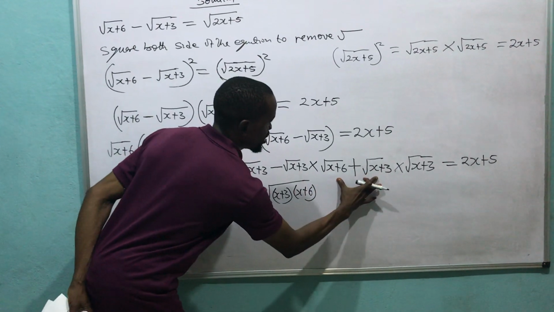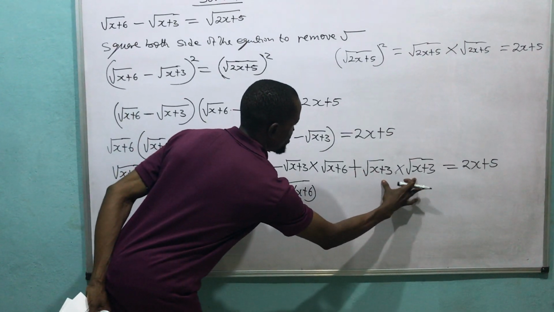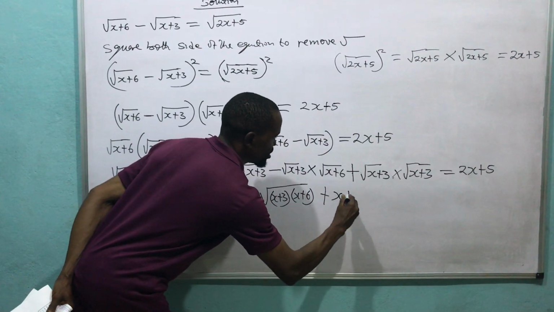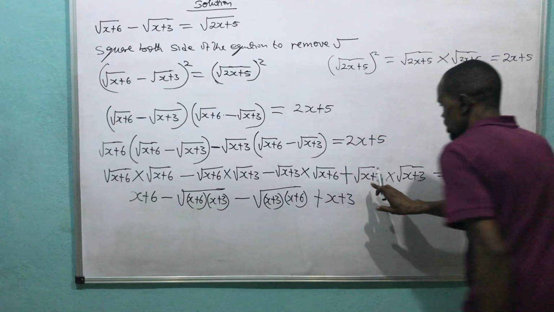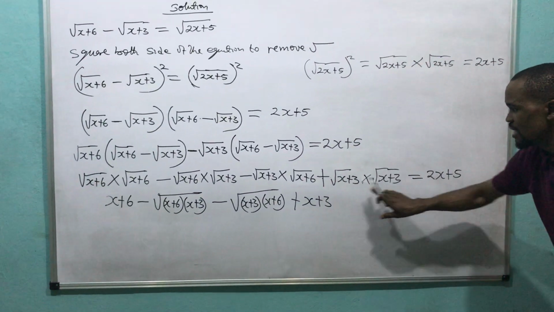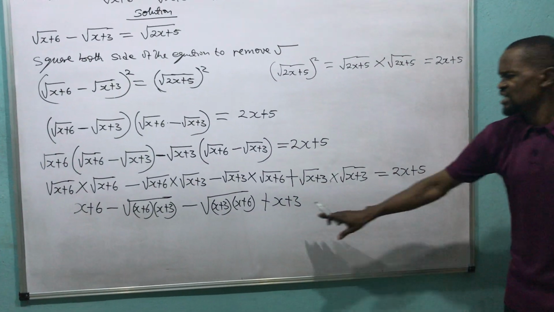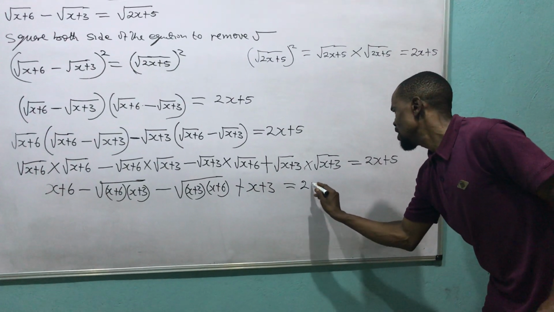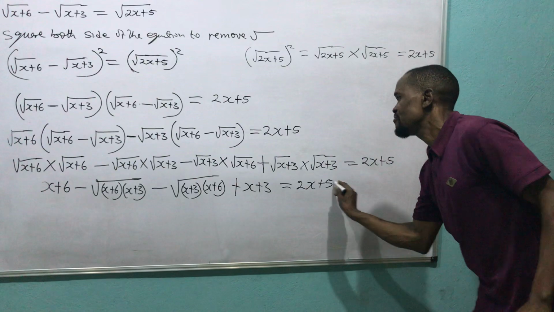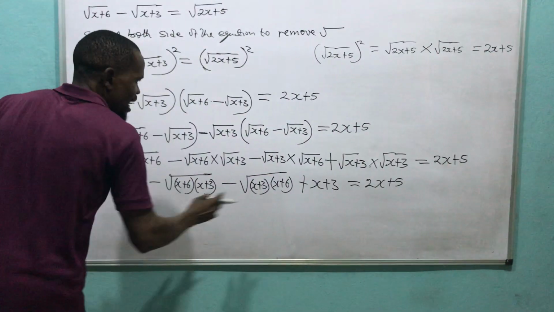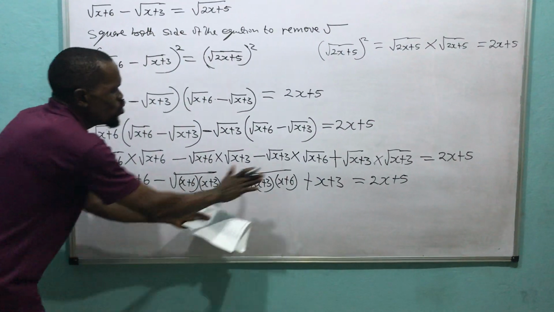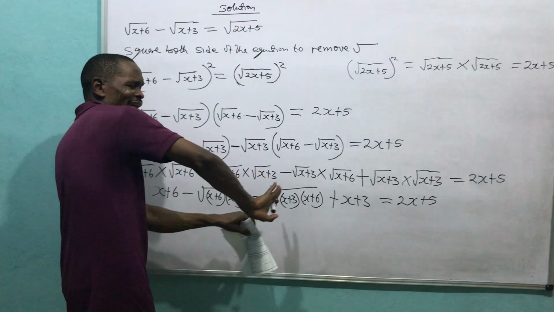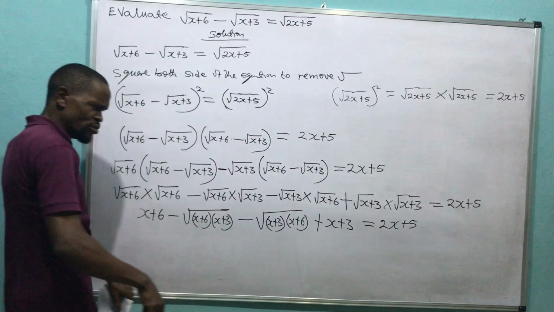Then I'm coming for this now. This, look at where I am. This and this will give me plus, leaving me with what is inside the root, because this one and this one are the same. And it will leave me what is inside the root. And the right side becomes 2x plus 5. Then I will move again. I will collect those that are in the root, one side, and collect those that I've already released from the root, one side.